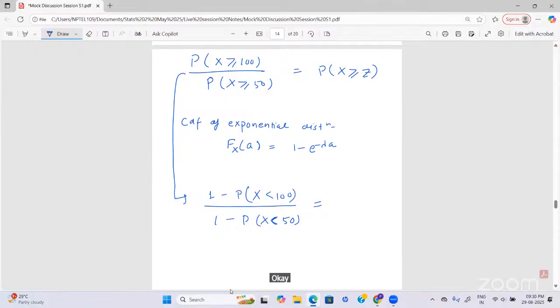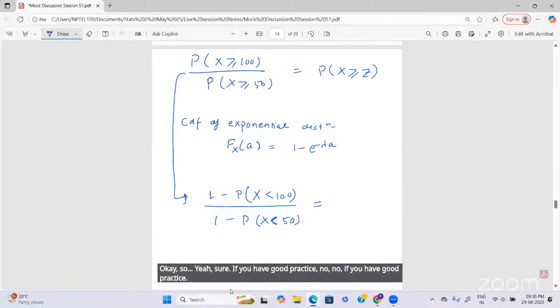Okay, will we be able to solve all of these within the time? Yes, sure. If you have good practice, you can solve it.